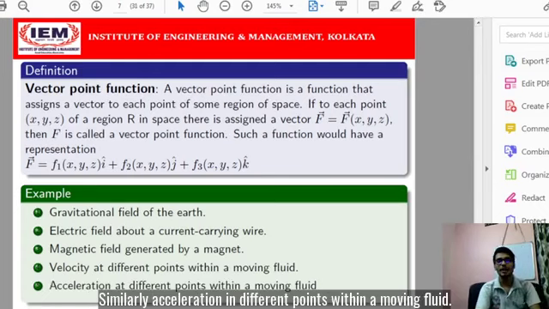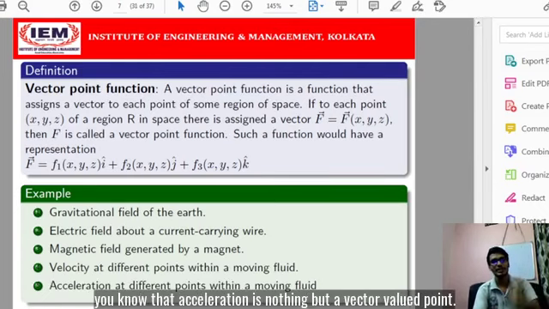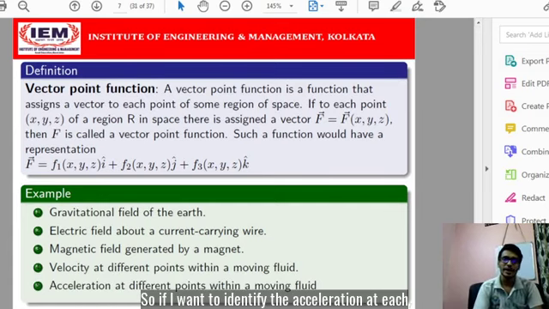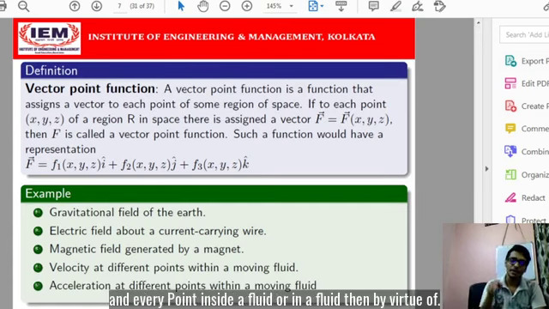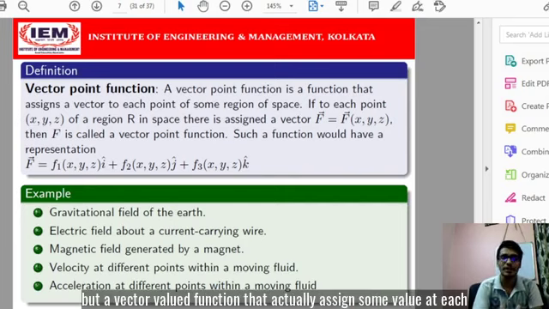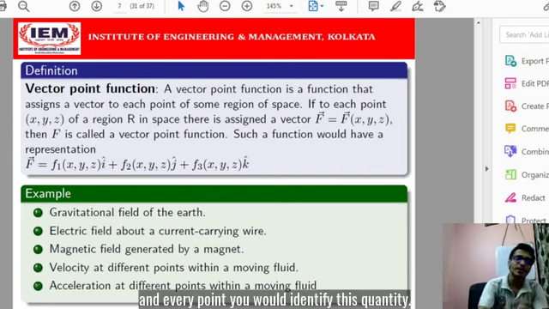Similarly, acceleration at different points within a moving fluid. You know that acceleration is nothing but a vector valued quantity. So if I want to identify the acceleration at each and every point inside a fluid, then by virtue of a vector valued function that assigns some value at each and every point, we can identify this quantity.